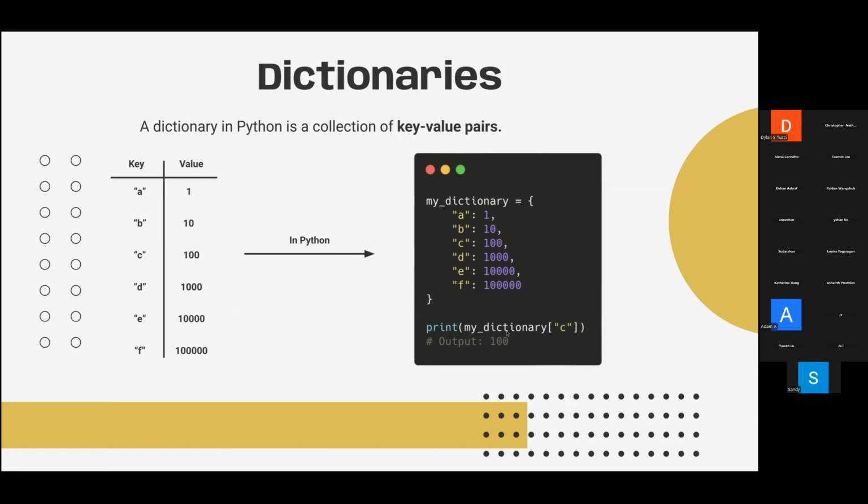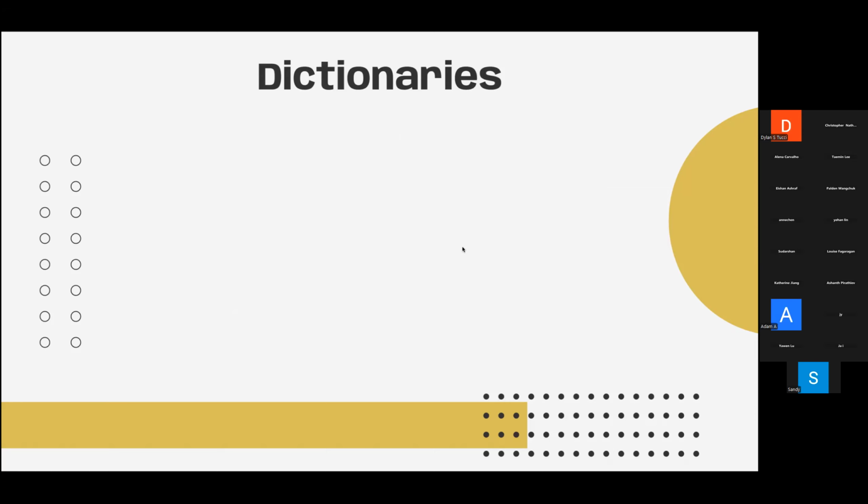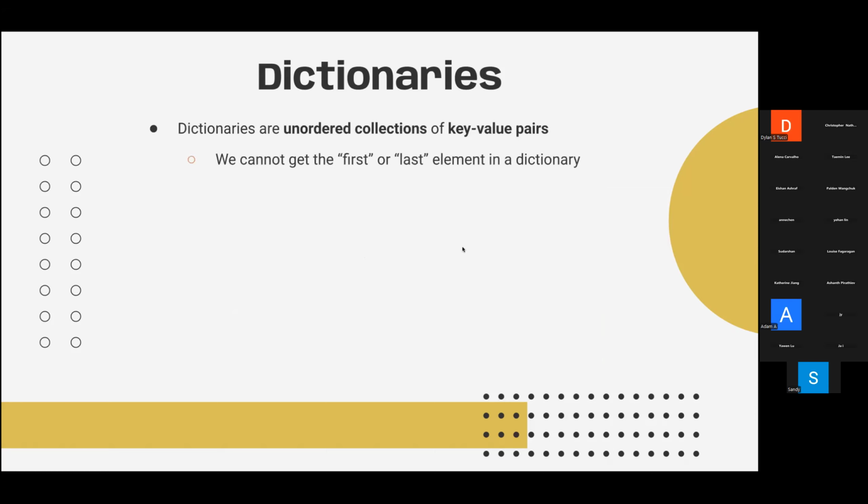And if we wanted to print out a certain value, let's say the value associated with the key C, all we have to do is give the key itself, which is the character C, and we would get the output of 100, which is the value associated with C. So moving on, we know that dictionaries are unordered collections of key value pairs. That means there is no sorting to them. There is no first or last element in a dictionary. It's just a bunch of key value pairs, and we can pick and choose the ones we want.